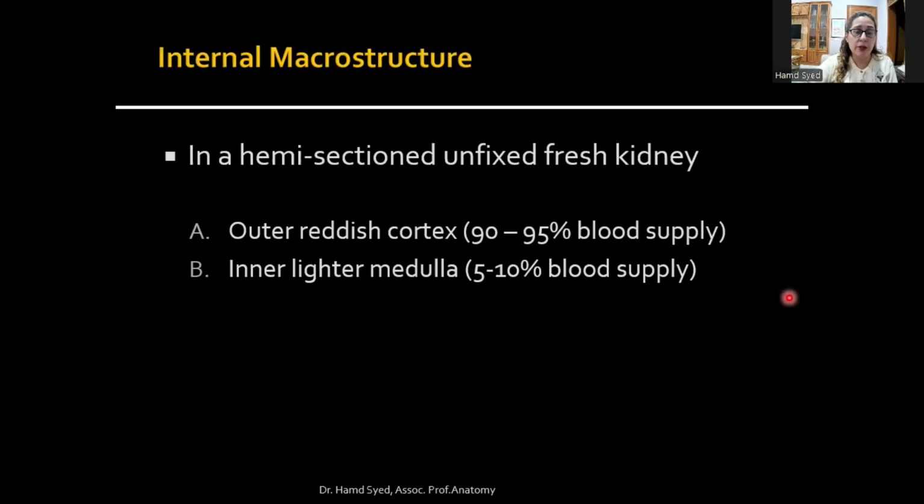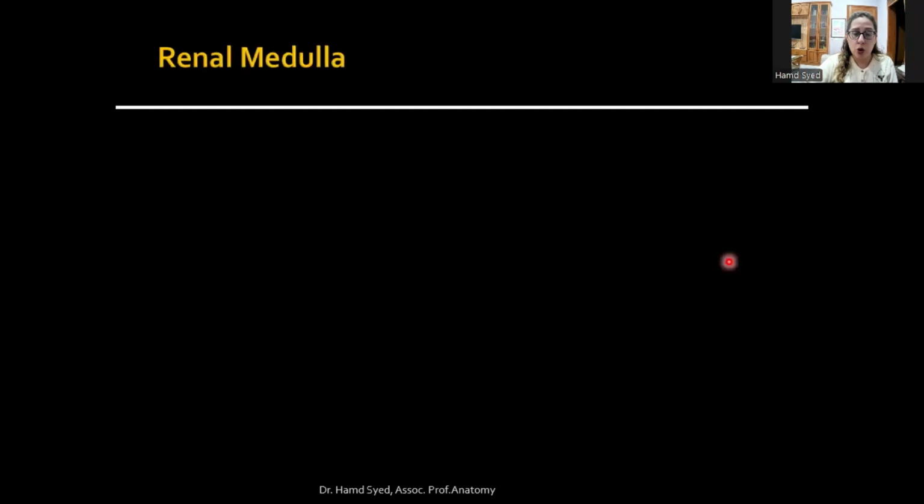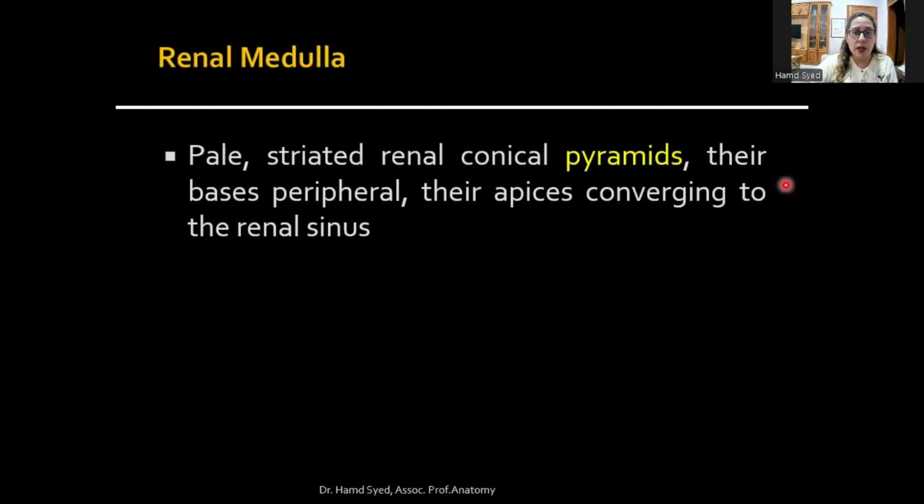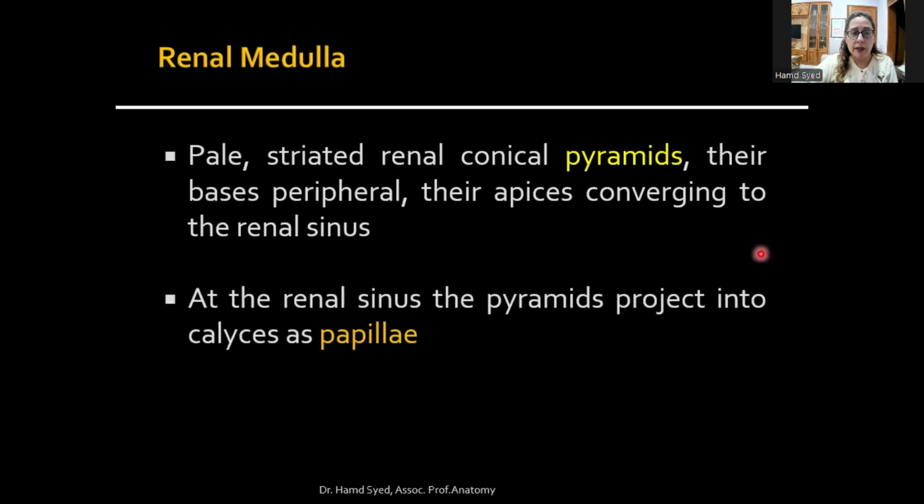Now, if we look at the internal macrostructure of a kidney, then in a hemi-sectioned, unfixed, fresh kidney, the outer portion is the reddish cortex, which receives about 90 to 95% of the blood supply, whereas the inner lighter portion is the medulla, which receives 5 to 10% of the blood supply. Now let's talk about the renal medulla first. So this is the area which is pale. It has striated renal conical pyramids, and their bases are positioned peripherally and their apices are converging to the renal sinus. And at the renal sinus, the pyramids project into calyces, and this part is known as the papillae.